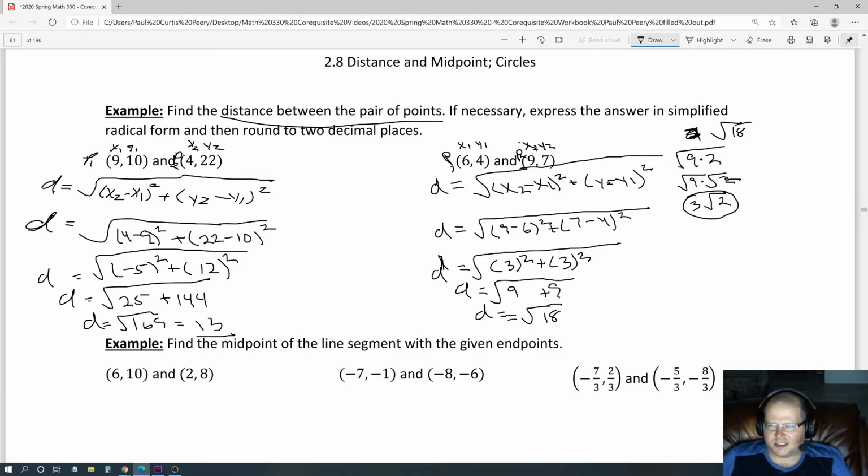The other way of doing it is you could do a prime factorization, which would be basically 2 times 3 times 3.